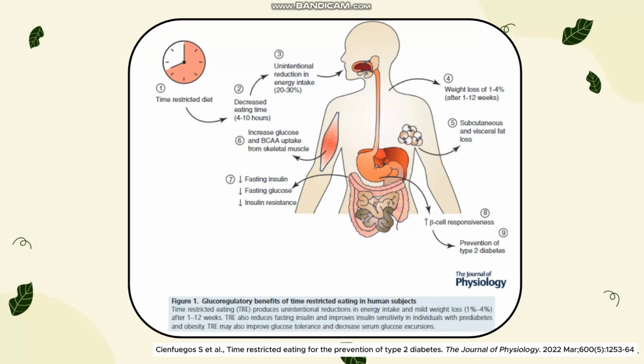Meaning the body becomes more sensitive to insulin and better at controlling blood sugar. Over time, this helps reduce insulin resistance, a key factor in developing type 2 diabetes. Lastly, TRE may improve the function of beta cells in the pancreas, which produce insulin, which further supports healthy blood sugar control, helping prevent type 2 diabetes.